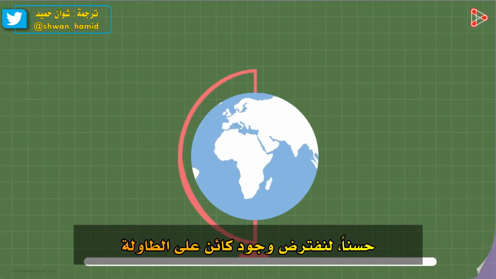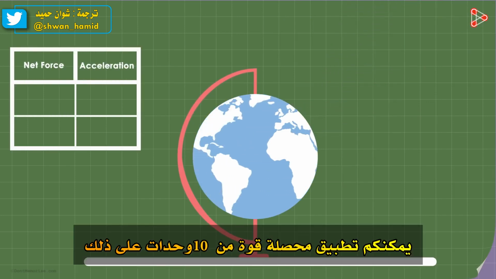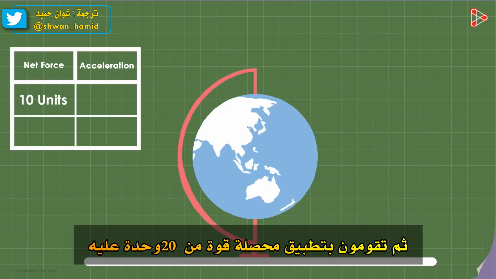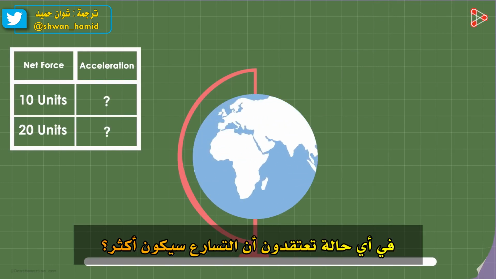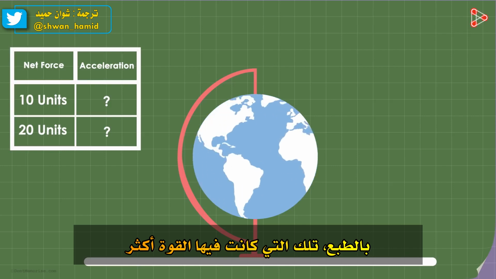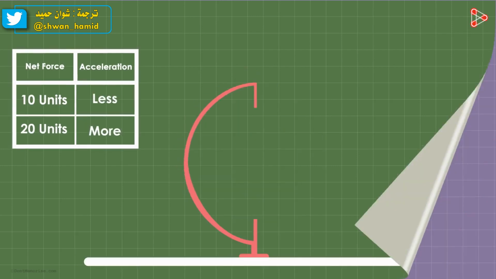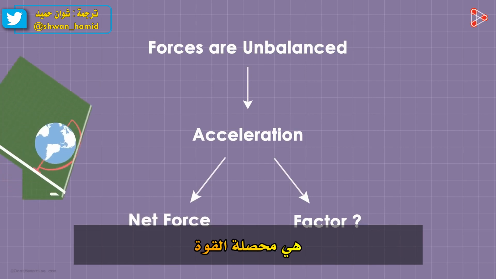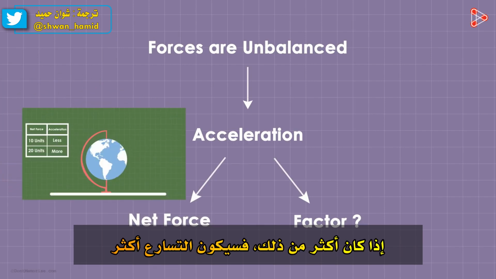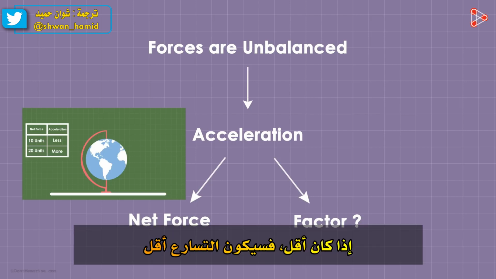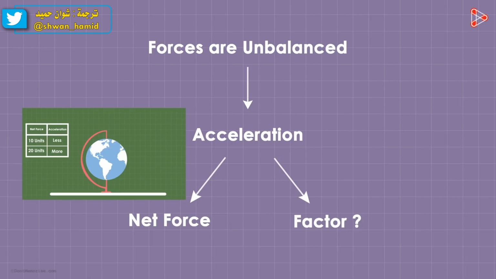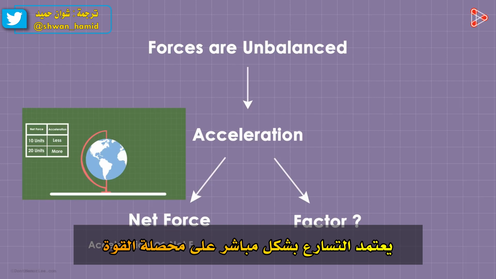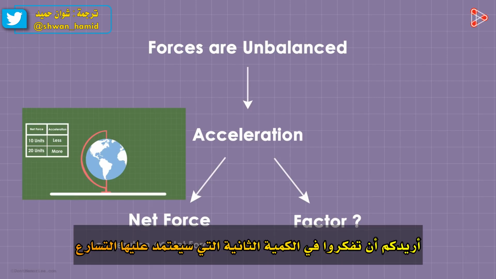Okay, let's say there's an object on a table. You apply a net force of 10 units on it. And then you apply a net force of 20 units on it. In which case do you think the acceleration will be more? Of course, the one in which the force was more. So we can say that one of the things the acceleration depends on is net force. If it's more, then more will be the acceleration. If it's less, then lesser will be the acceleration. Acceleration depends directly on the net force. Come on, now I want you to think about the second quantity the acceleration will depend on.